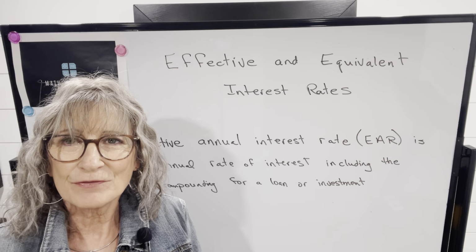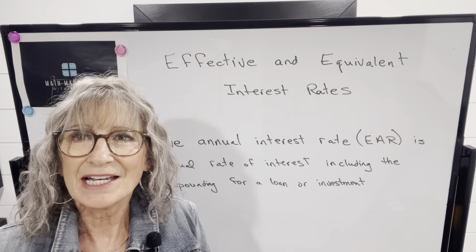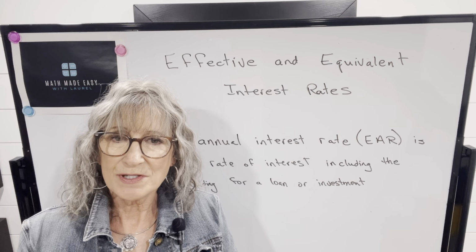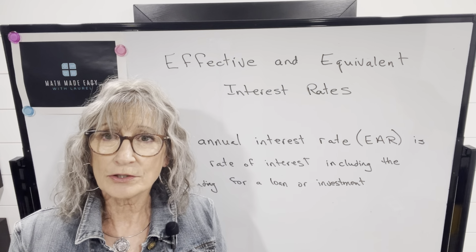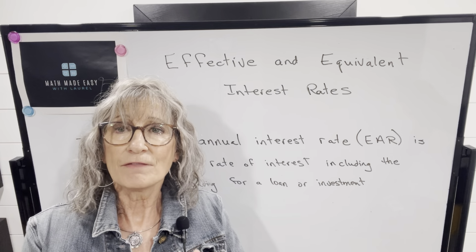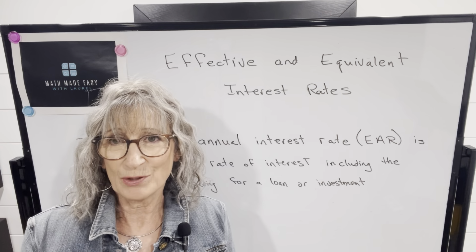The effective rate of interest is always compounded annually. So what we need to do is take the loans or investments that are not compounded annually and find out what the rate would be if it was compounded annually.